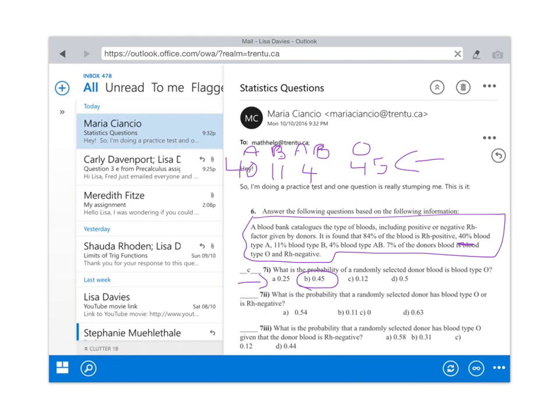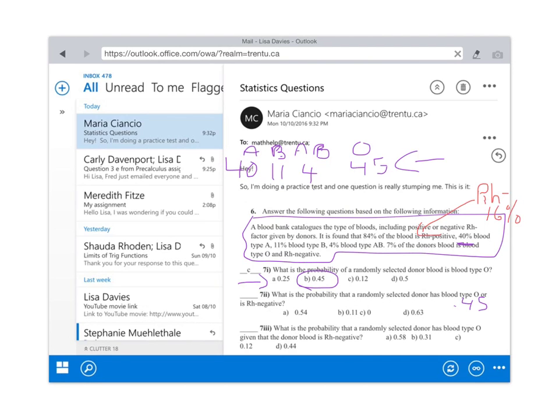Now, for the second one, what is the probability that a randomly selected donor has blood type O or is Rh negative? We've already established that type O is 0.45. The other thing we need to do now is establish the probability of being Rh negative. If I read the question correctly again, it says 84% of the blood is Rh positive. So Rh negative is equal to 16%, because then that'll add up to 100.